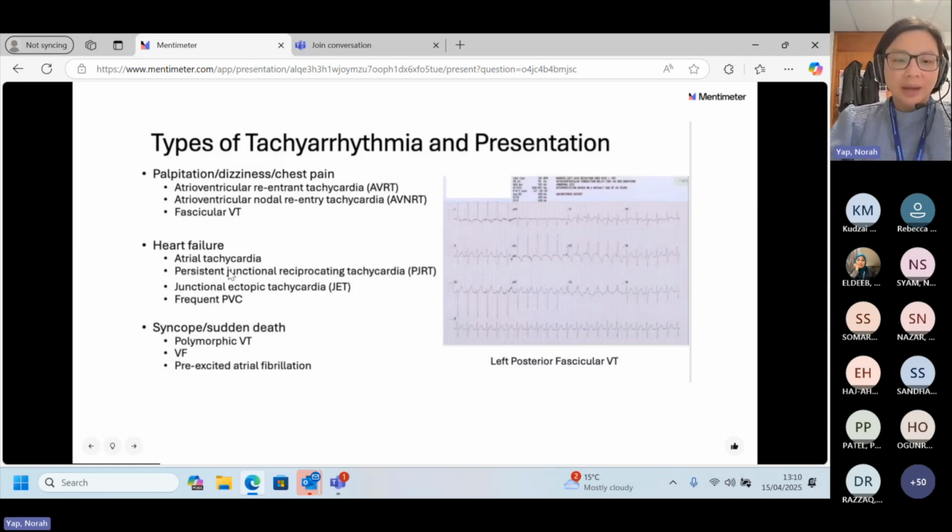And then pre-excited AF, which is important to be aware of, because all patients with accessory pathway are at risk of pre-excited atrial fibrillation. And I think it's really important to recognize this, because there are certain drugs that you would want to avoid, so that you're treating the patient appropriately.